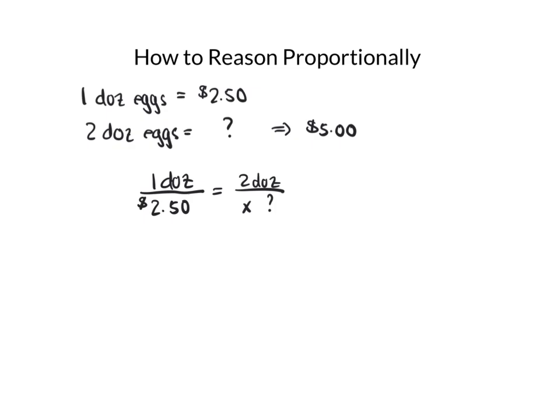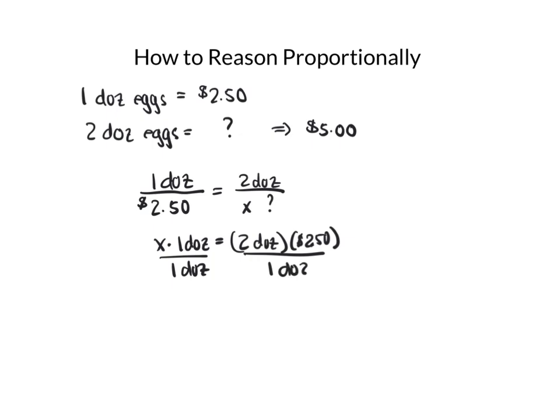So if I cross multiply, x times 1 dozen is equal to 2 dozen times $2.50. And then I divide both sides by 1 dozen. And we can see that the units of a dozen cancel out. And then we just have 2 times $2.50, and 2 times $2.50 is $5.